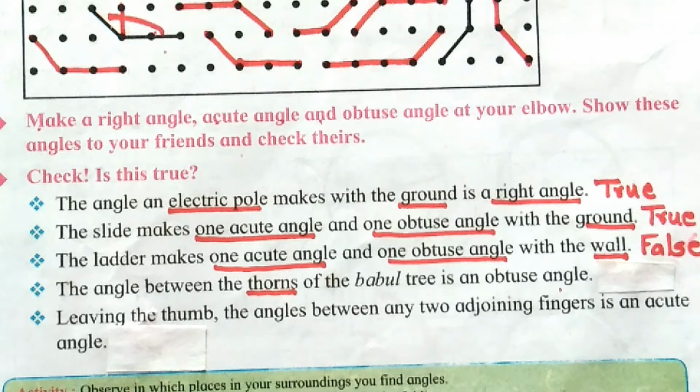Thorns of the rose plant are straight to its branches and don't make an obtuse angle. Same as it is, thorns of the bubble tree also don't make an obtuse angle. So this sentence is false. So write here false.